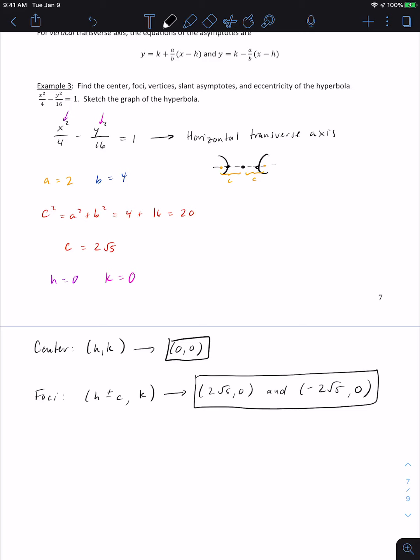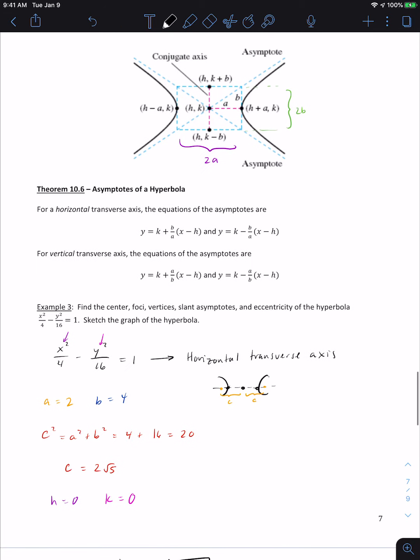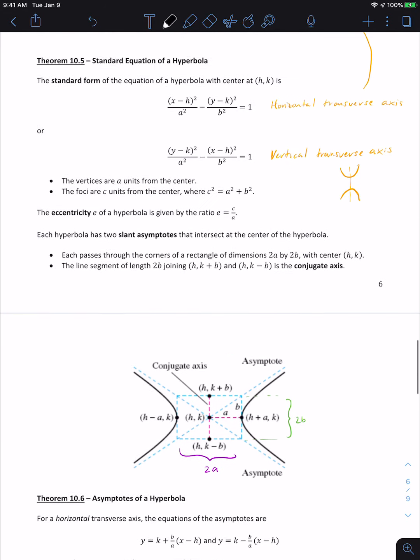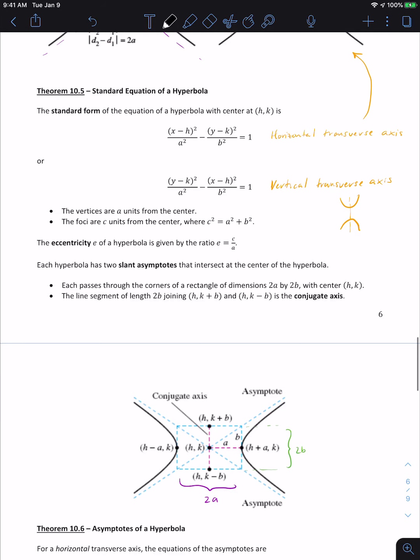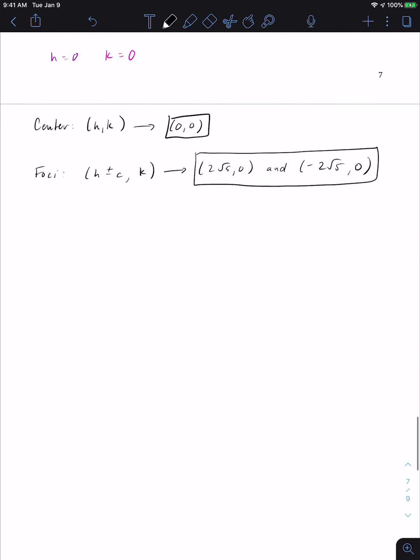Okay, and so then we want the vertices. So now how do we find the vertices? Well, that's given by the formula. The vertices are A units from the center, right?